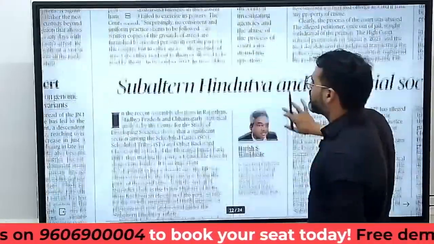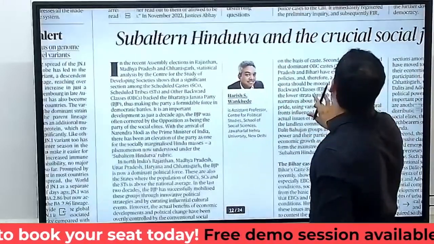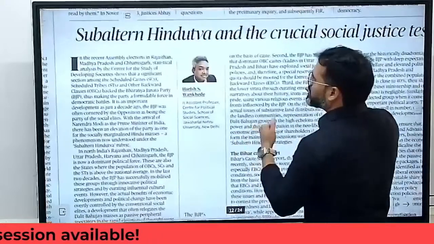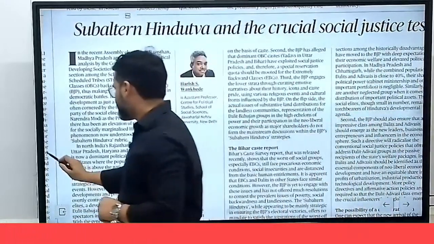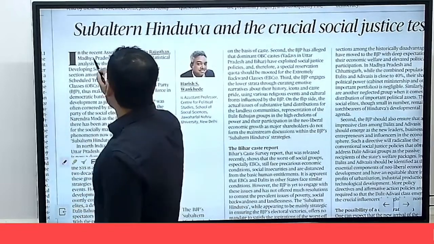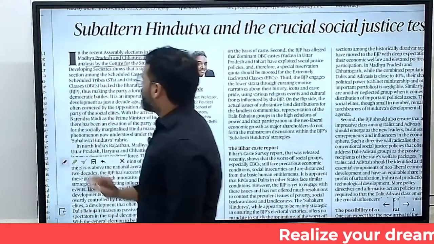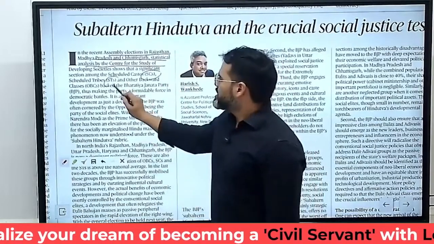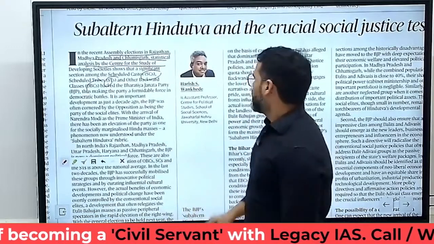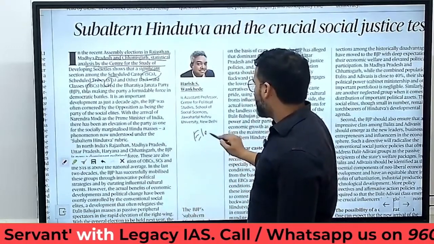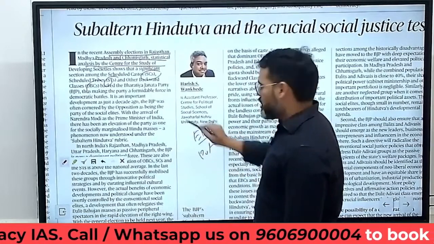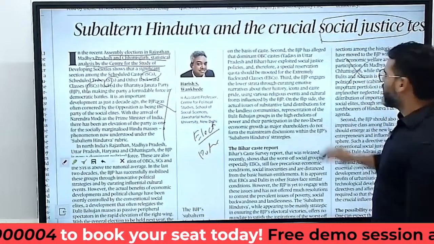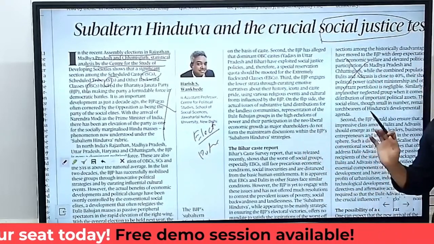Next, for example, come back. Hindutva and the crucial social justice test, correct? This is the news. It is about the recent assembly elections in Rajasthan, Madhya Pradesh, Chhattisgarh, a statistical analysis by a center. A statistical analysis was done in the assembly elections of how many SCs voted for Modi, how many STs and OBCs voted for the Congress or BJP. Anything related to elections and politics is not important for you. However much social justice is in it, no need. We can leave this. Clear?